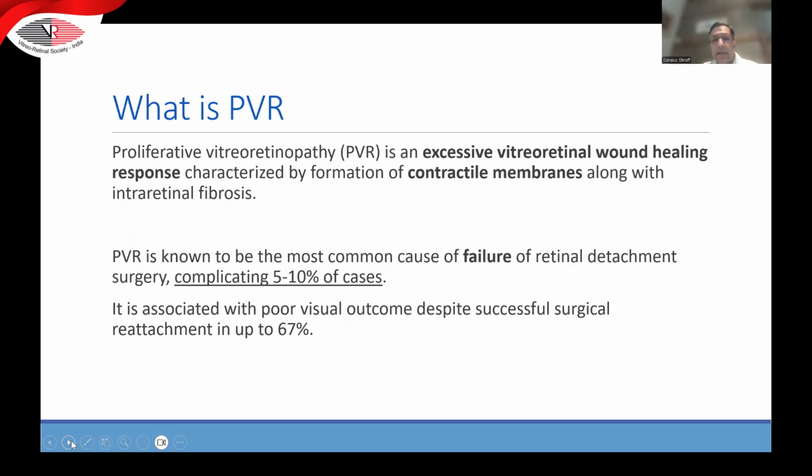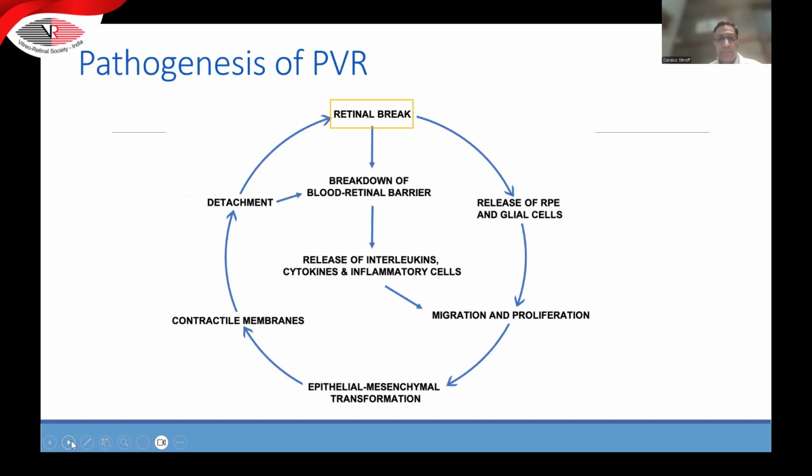And it is basically an excessive VR wound healing response. And this leads to the formation of contractile membranes and fibrosis. And this kind of pulls up the retina and causes redetachment.